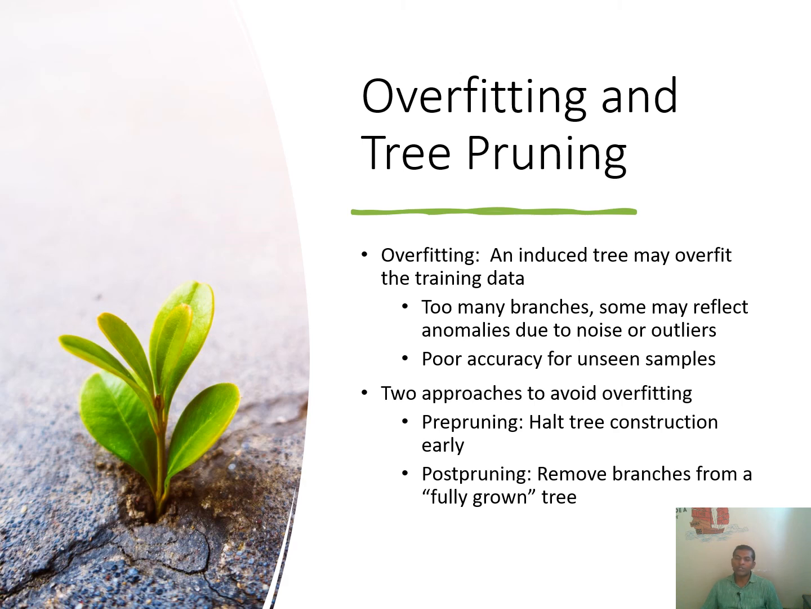So there are two approaches to avoid overfitting. First is pre-pruning and the second is post-pruning. In the pre-pruning method, whenever we find a problem during the construction of a tree, this happens. And second is post-pruning, once we have already constructed a tree, we try to remove the branches so that it will be easier to make a smaller tree.